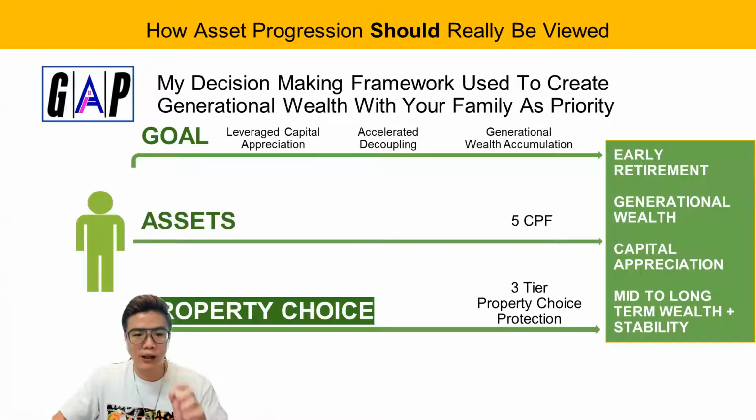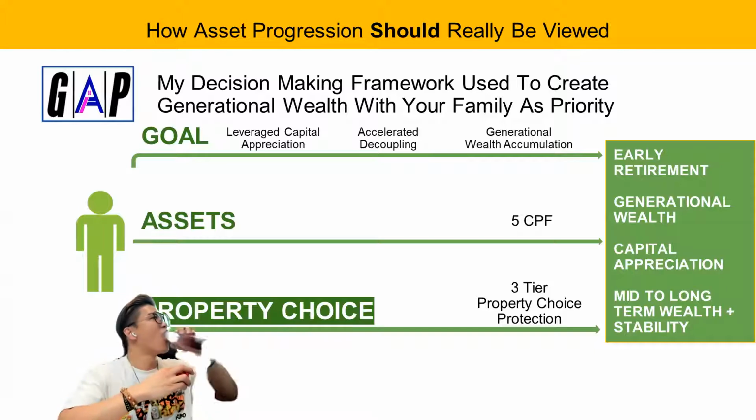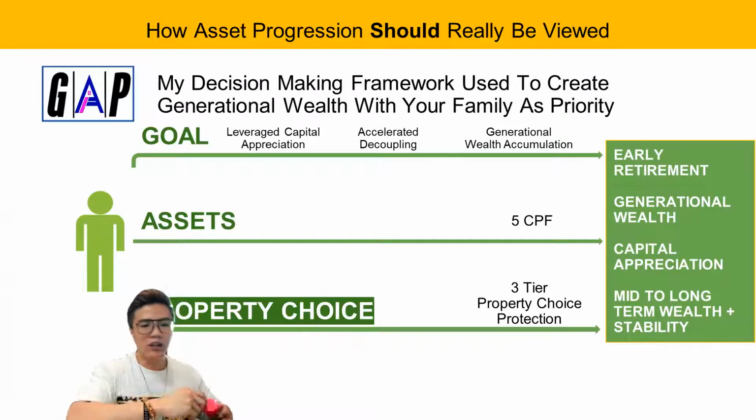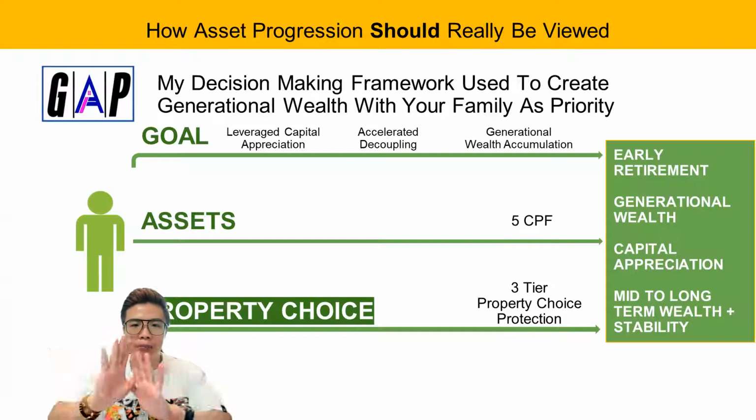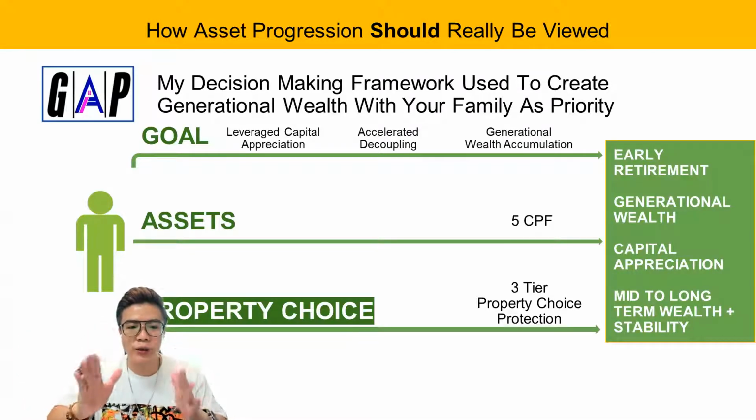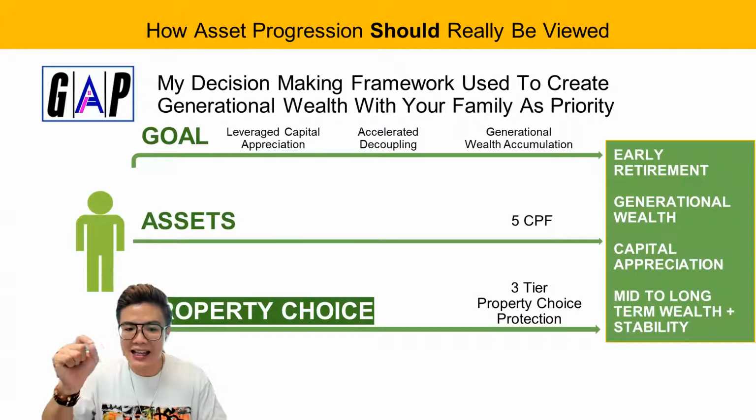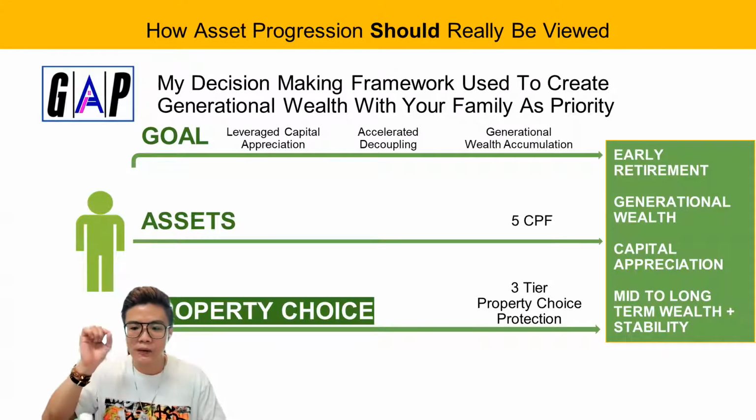Right now I come to the most important part, which is finally where we talk about the property of choice. Let me take a drink here. By the way, I'm not selling any properties today. I'm showing you the model. In this GAP model, G is the goal, A is the asset, and P is the property choice.